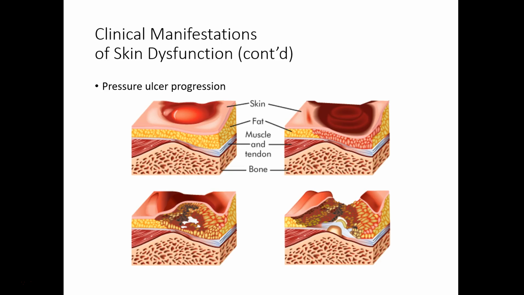This is another slide I like because it really highlights the different stages from 1 to 2, and then the bottom 3 and 4. And so you have the skin, and then you have the fat layer, muscle, tendon, and then bone. And then each layer gets progressively further.